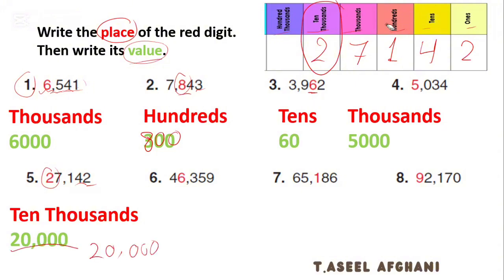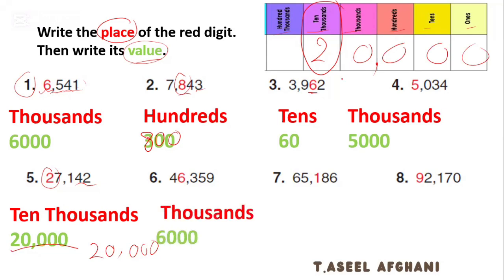Or you can remove all of the numbers other than 2 and replace all of the empty positions on the right side of this 2 by zeros like this. So you get 20,000 like this. What about number 6? Excellent. Thousands, and the value is 6,000. Number 7 and number 8 are for you. Go ahead.